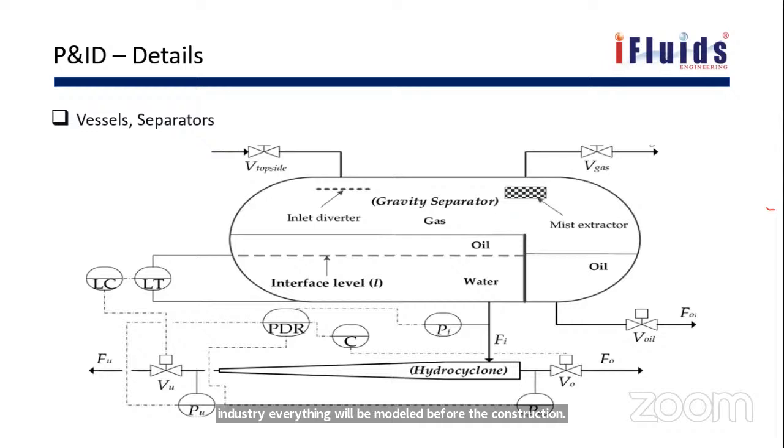So for all other disciplines, PNID is the input. So the first deliverable to all other disciplines, which they can understand easily, is the PNID. And they need to start with the PNID. Okay.